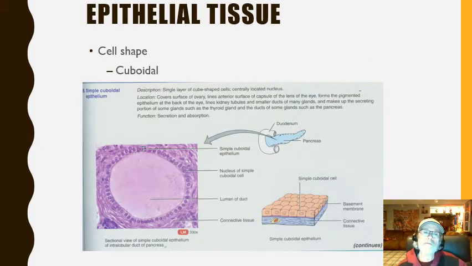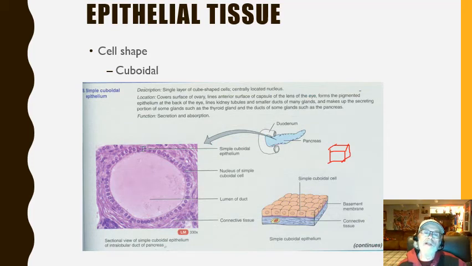Okay, cuboidal cells. Cuboidal cells look like a bunch of little slider buns or something like that. If I look at them, it creates a cube. They have a little cube. It's like that. I'm trying to draw with my cursor, with my mouse here. Little cube like that, and that's what we see.